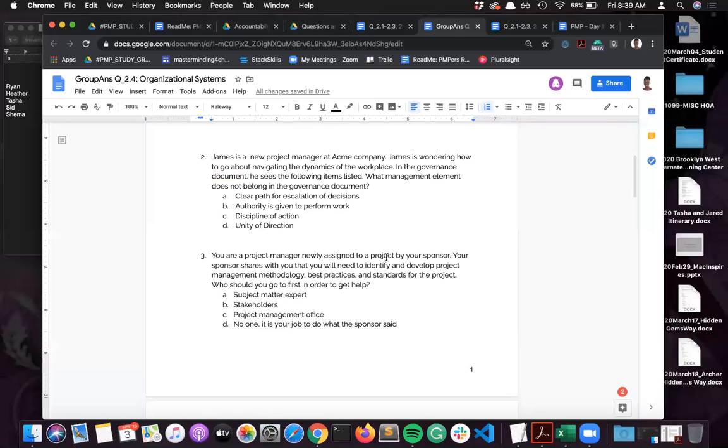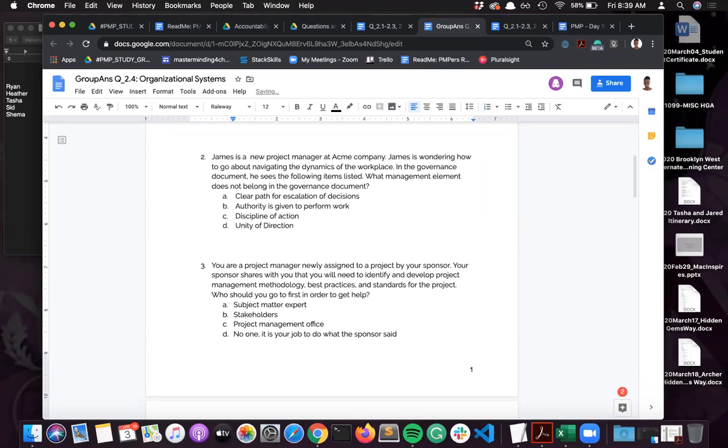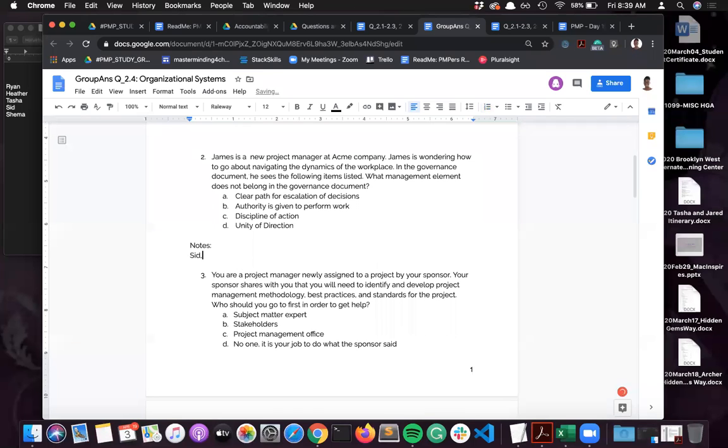I'm gonna go with A, clear path for escalation of decisions, because I don't think, wait, are policies actually part of the governance document? Yes. Okay, then I think A should be the thing. Okay, if that's the case, then I'd like to change my answer and go with C, discipline of action. Okay, so Sid, what answer are you going with? Yeah, I'm going with C, discipline of action. Okay. Anyone else has a thought?